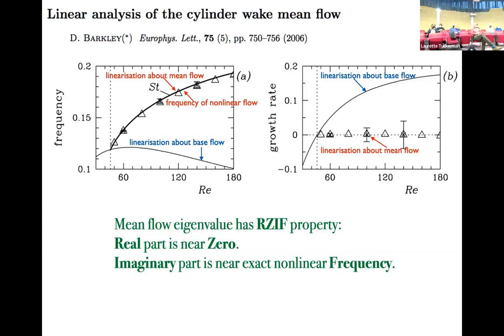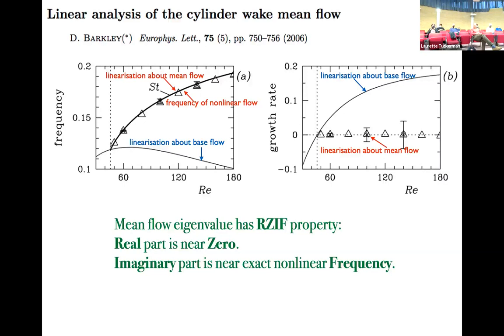Okay, so now let me, oh, and then there's another thing. When you do this calculation about the mean flow, not the base flow, you get 0 as the real part, as if it was marginally stable. You don't get that about the base flow, of course, because the eigenvalue becomes more and more unstable, bigger and bigger growth rate. But here it's 0. Those triangles are 0.